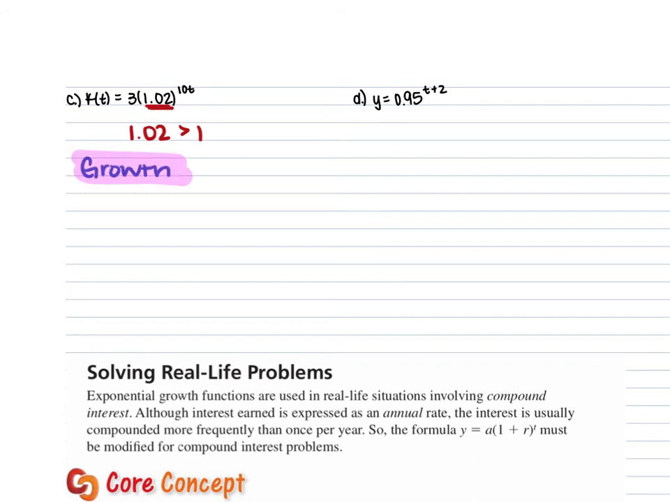For example D, we have y is equal to 0.95 to the power of t times t plus 2. So that number that's being raised to the power is that 0.95. 0.95 is less than 1, so we have a decay with this one.